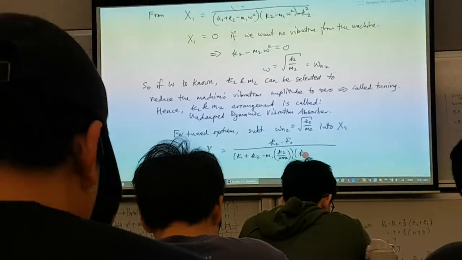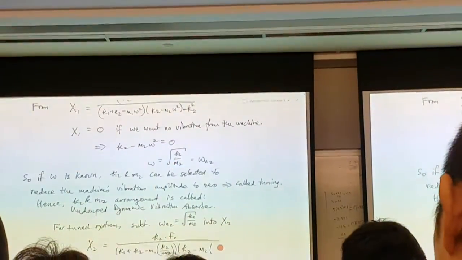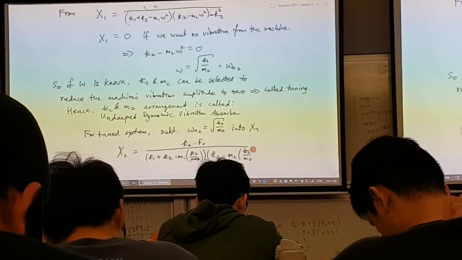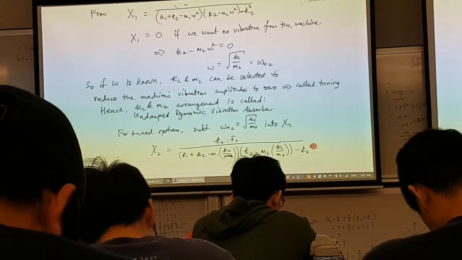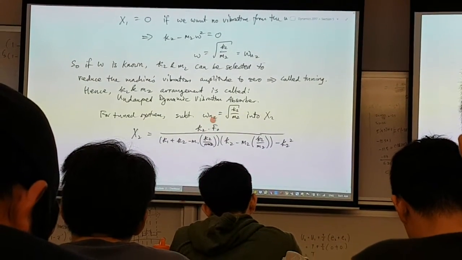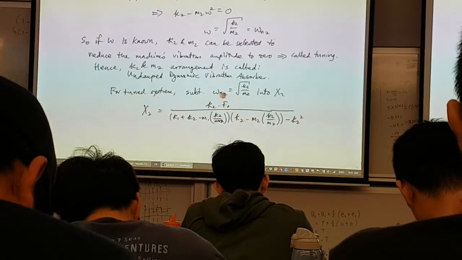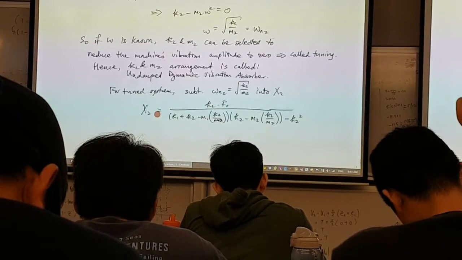And that omega squared, in our case, is K2 over M2. Then multiplied by K2 minus M2 omega squared, which will be K2 over M2 again, and then minus K2 squared. So that's substituting omega squared with my omega N2, because I'm interested to find out what happens to my X2 displacement when that second mass is resonating.